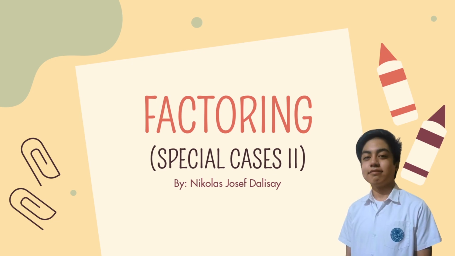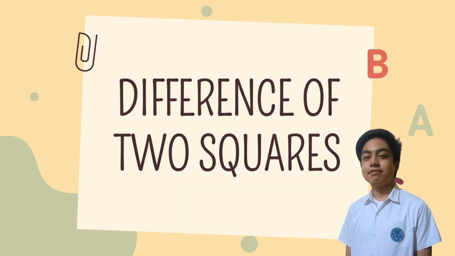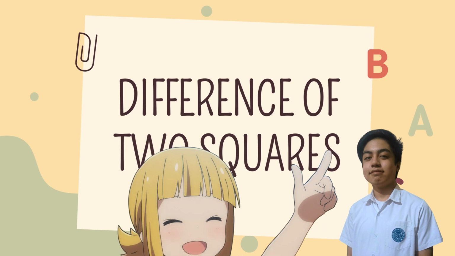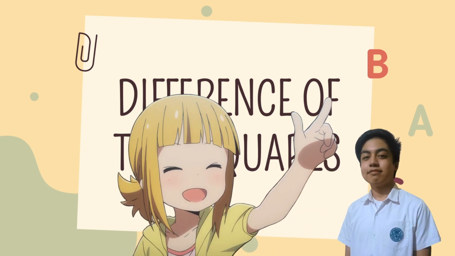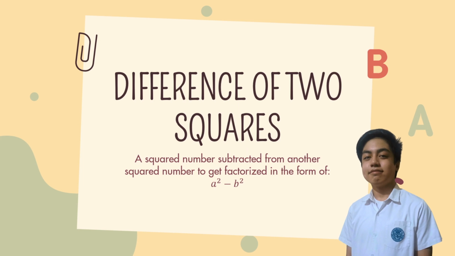Another kind of special product is the difference of two squares. The difference of two squares is also a special product that factors into the product of two binomials. The difference of two squares is a binomial which contains a squared number that is subtracted from another square number to get factorized in the form of a squared minus b squared.